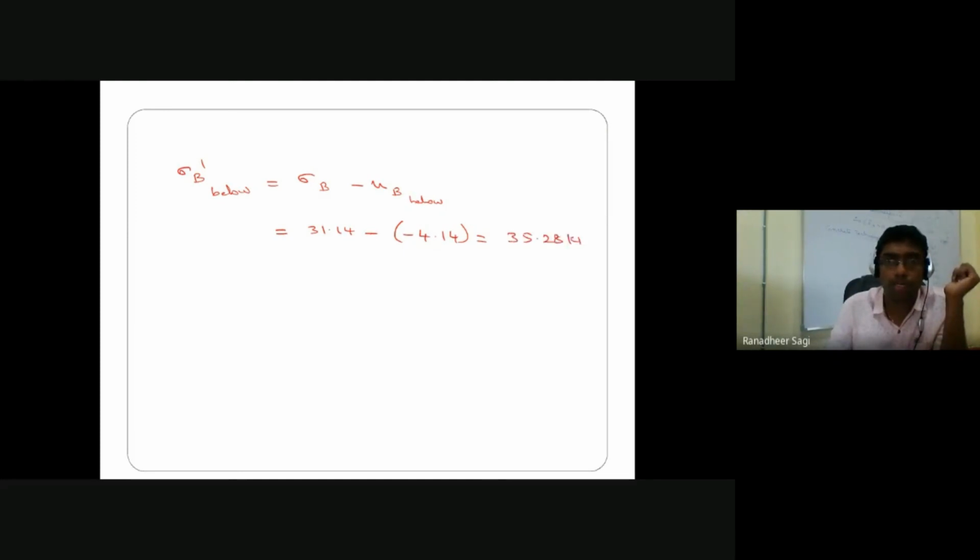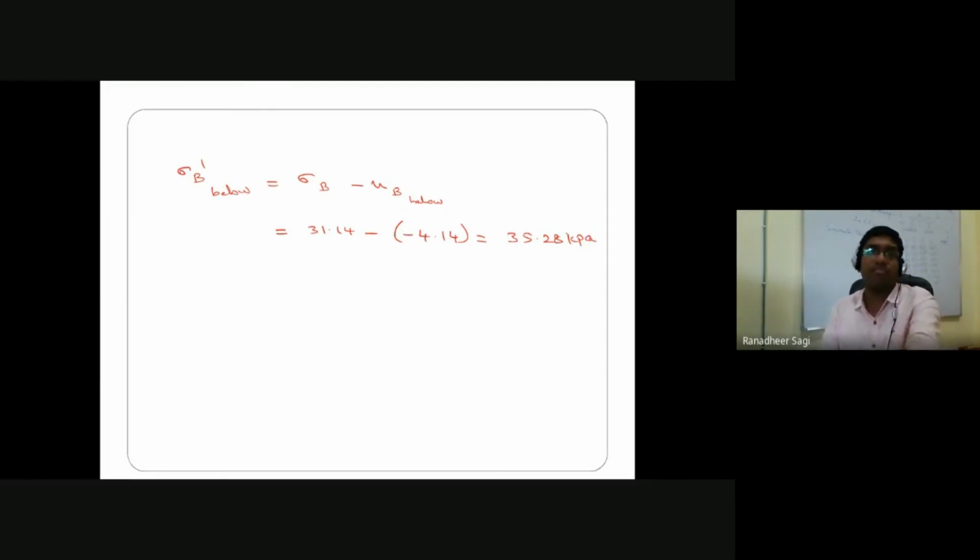In a similar way, if I write down how much is my effective stress at point B slightly below, it is total stress at point B, either above or below, which is one and the same, minus the pore water pressure at point B slightly below. So this is 31.14 minus, what was the pore water pressure at point B slightly below? Minus of minus becomes plus. So it's 35.28 kilopascal, your effective stress at point B, slightly below.